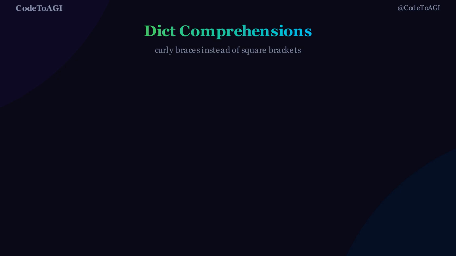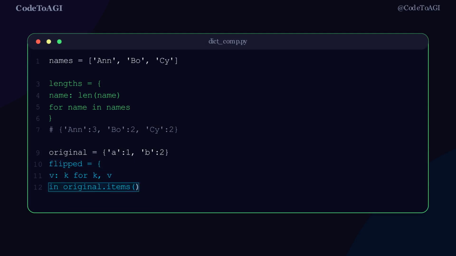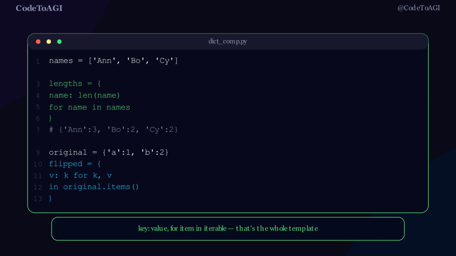Dict comprehensions build a dictionary in 1 line. Same pattern. Curly braces instead of square brackets. Name colon len name for name in names. Key colon value for item in iterable. That's the whole template. Want to flip an existing dictionary's keys and values? V colon K for K comma V in original.items. 1 line. Keys and values swapped.